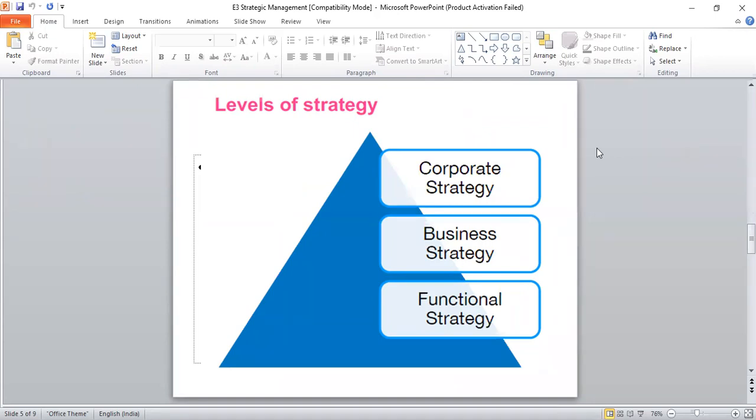The next topic we will look at is what are the various levels of strategy.